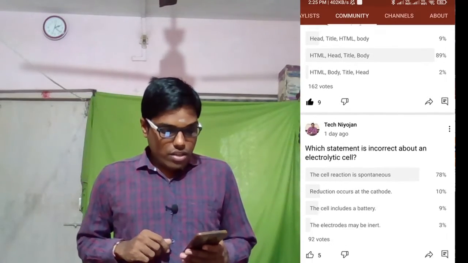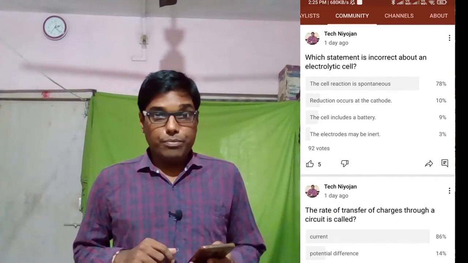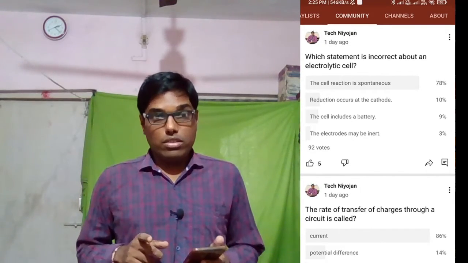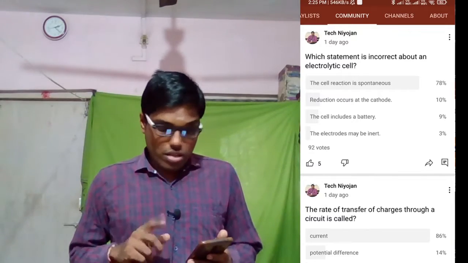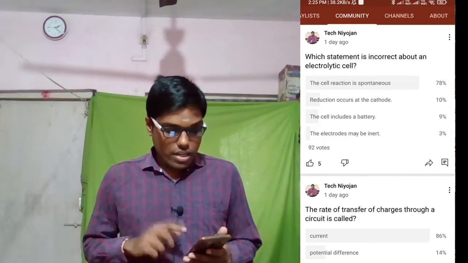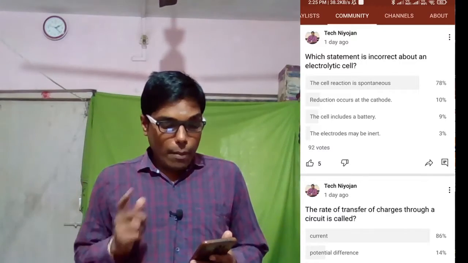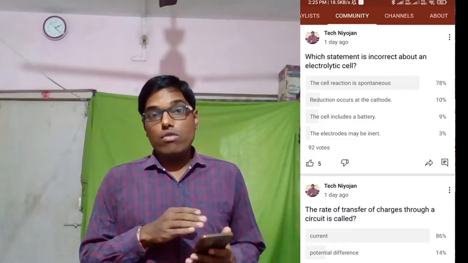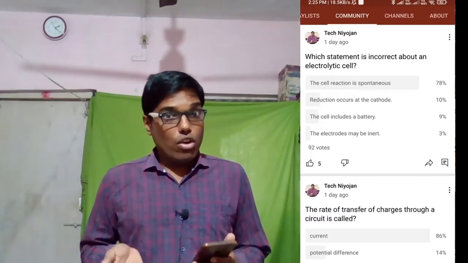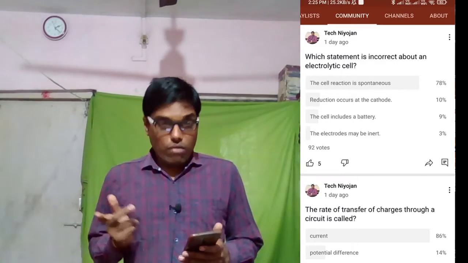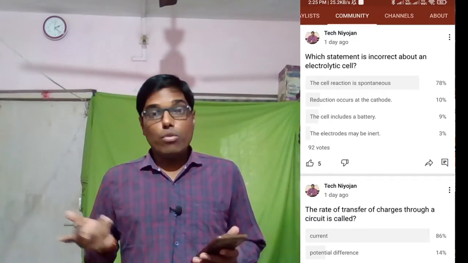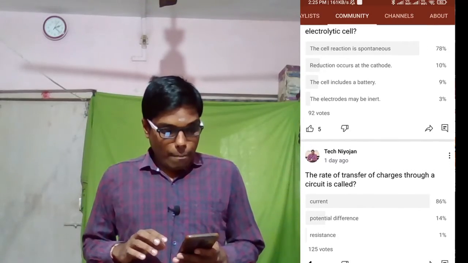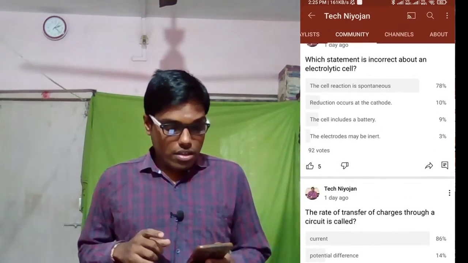Okay. Which statement is incorrect about the electrolytic cell? The cell reaction is spontaneous. The reduction occurs at the cathode. Yes, it is. The cell includes a battery. Of course, the electrode may be inert, right? So the cell reaction is spontaneous, because on the anode side the oxidation occurs, and which is non-spontaneous. And on the cathode side, reduction, and it could be random movement of ions. Okay. So the answer is the cell reaction is spontaneous.